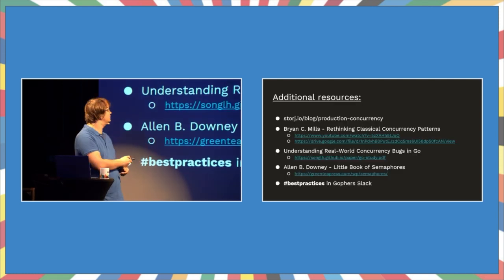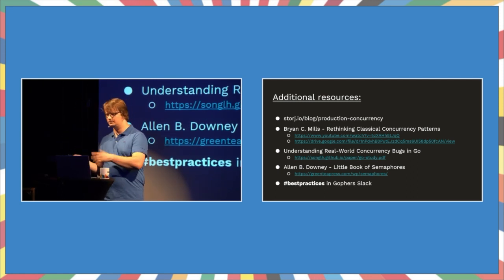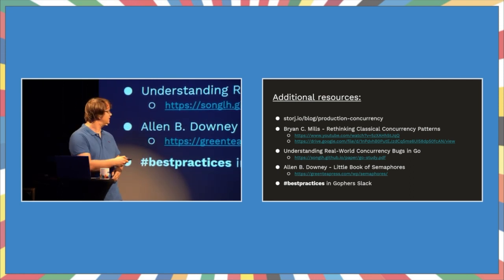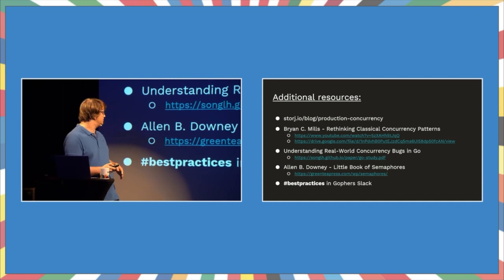I did manage to get the blog post up. You can read over there. Brian Mills has a really nice talk about condition variables and different issues there. And there is a nice article on real-world concurrency bugs. And if you want to go deeper, there's an instructional book on semaphores.